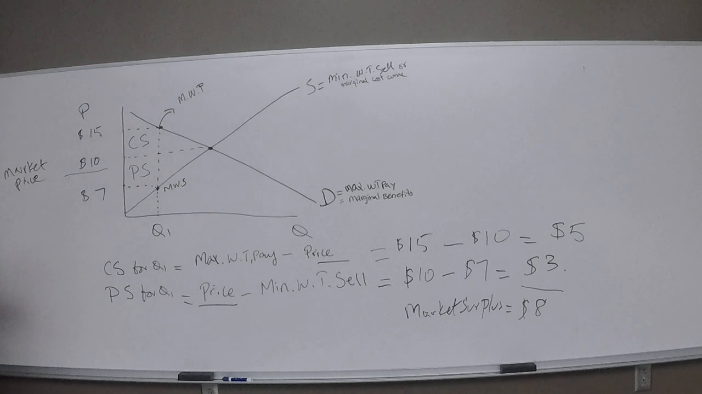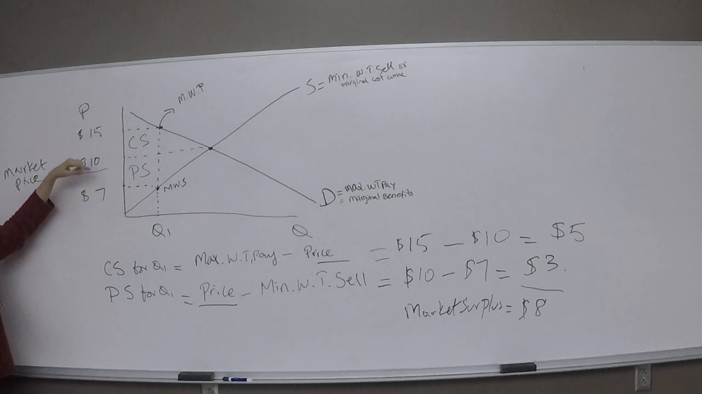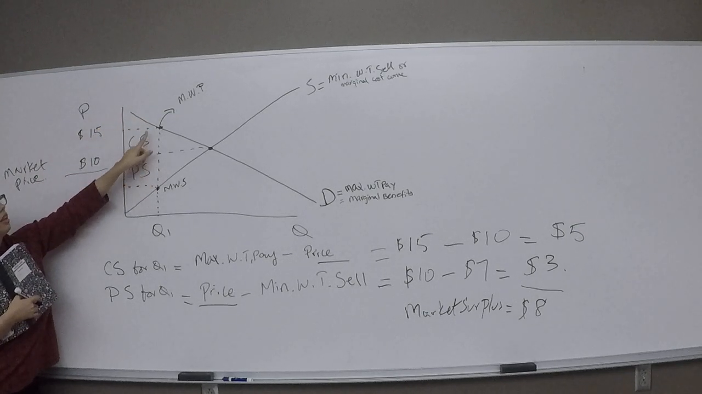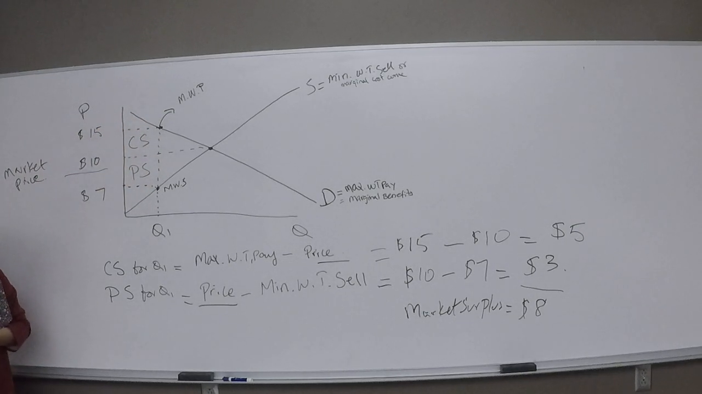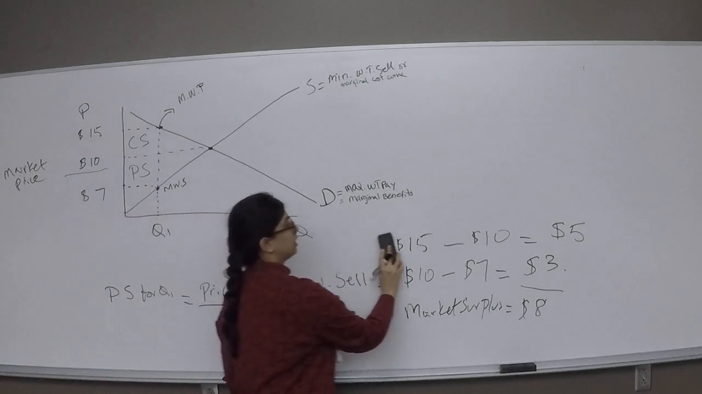But you understand that producer surplus starts from the equilibrium price downward and above the supply curve. And consumer surplus starts from the equilibrium price upward and below the demand curve, like this area. Okay, so next.